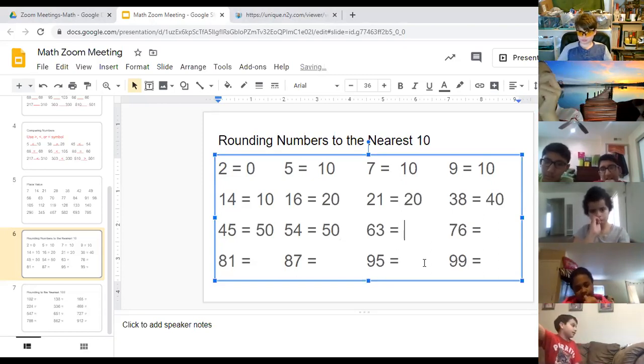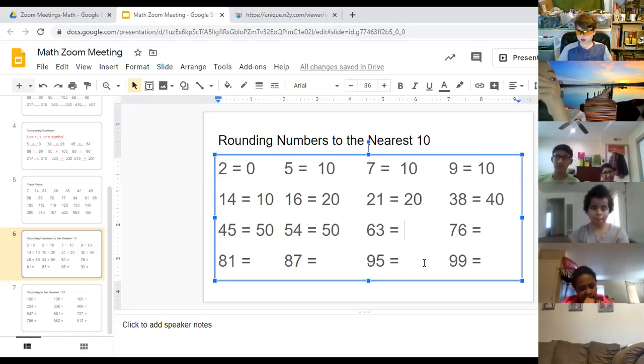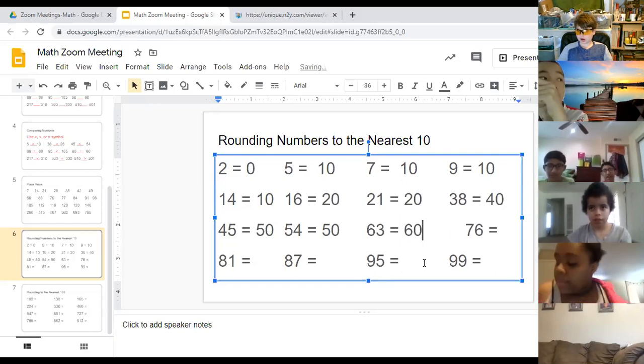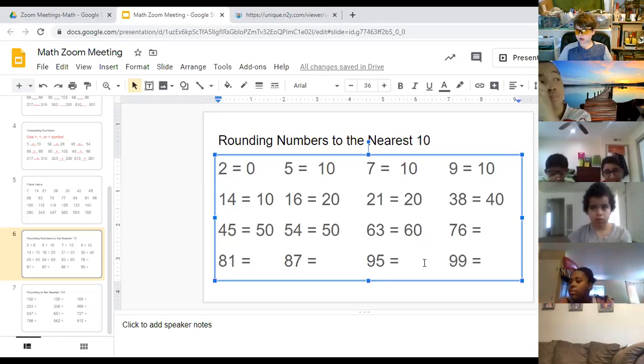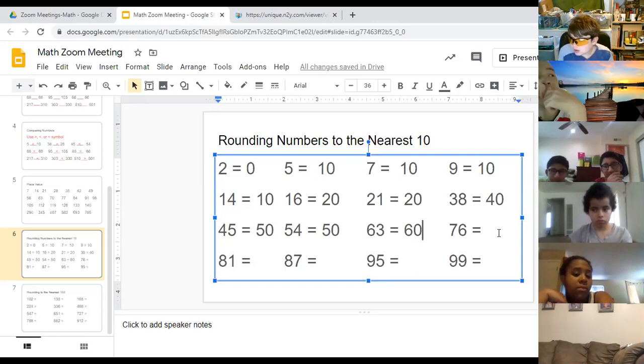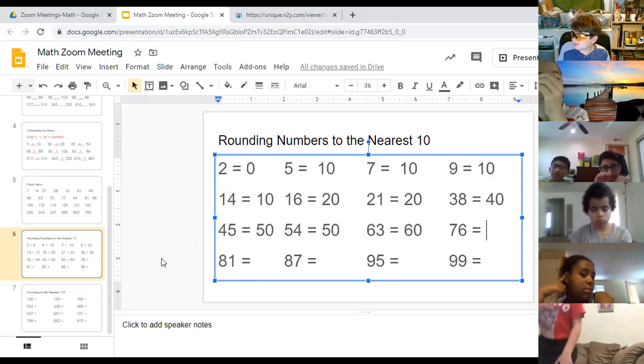63. Okay, your turn, Sakaraya. So what happens to 63 when we round this to the nearest 10? 60. Good job. Why? Because 63 falls below the halfway point, which is 65. So it is closer to 60 than 70. So when we round 63 to the nearest 10, it becomes 60. Good job.